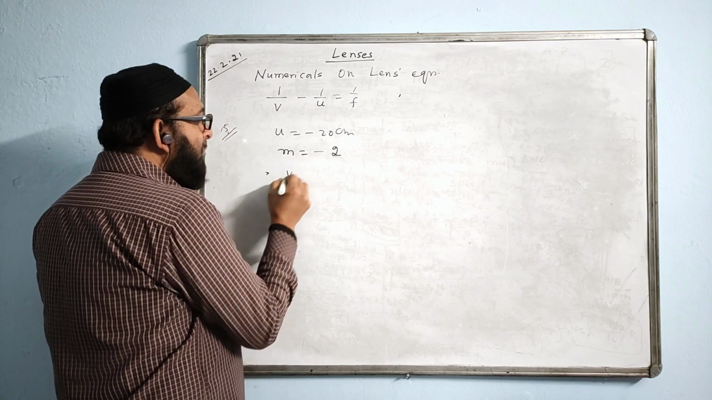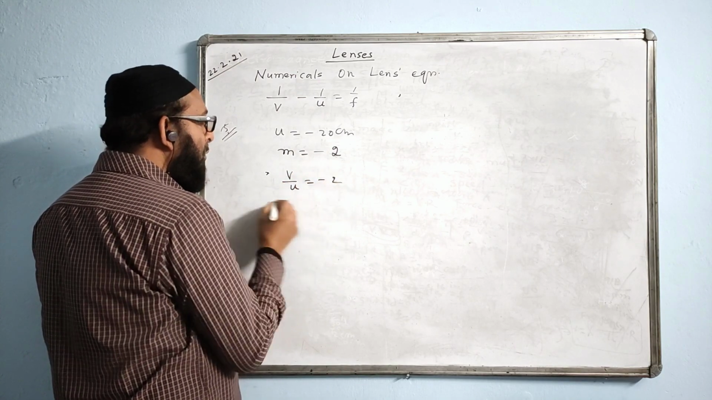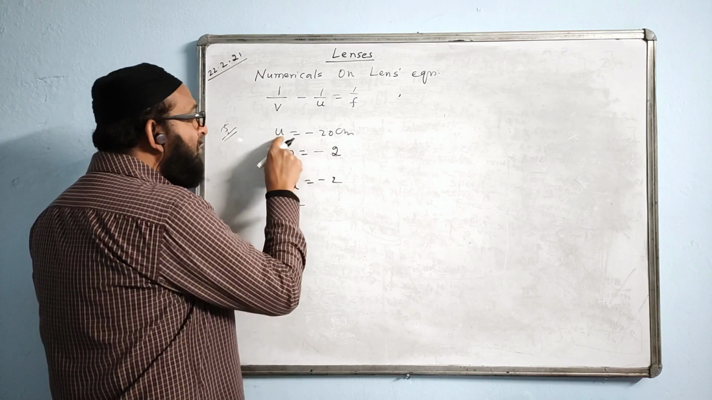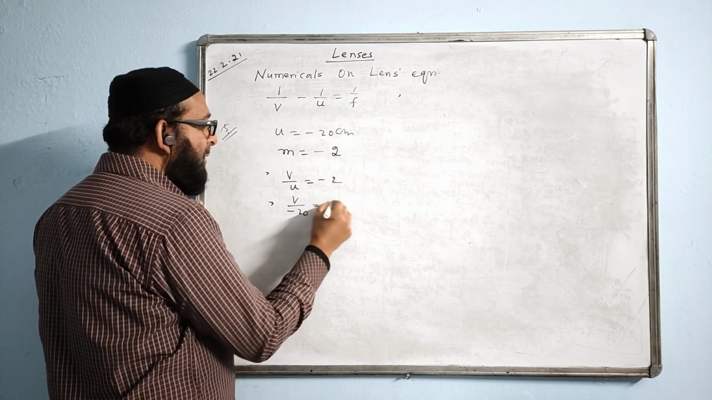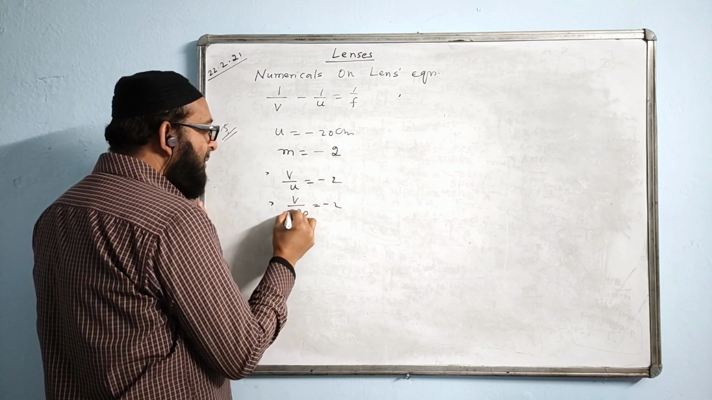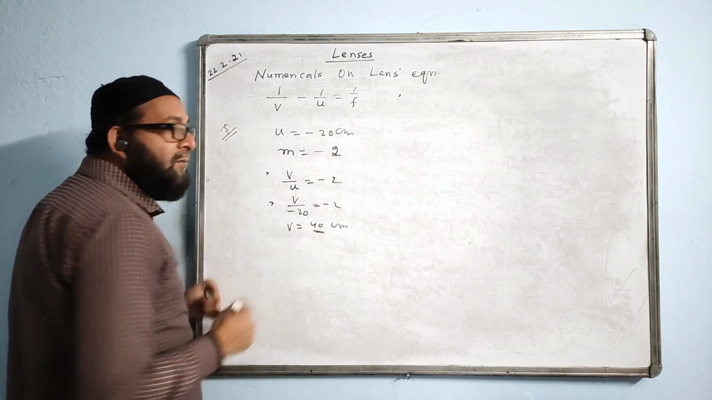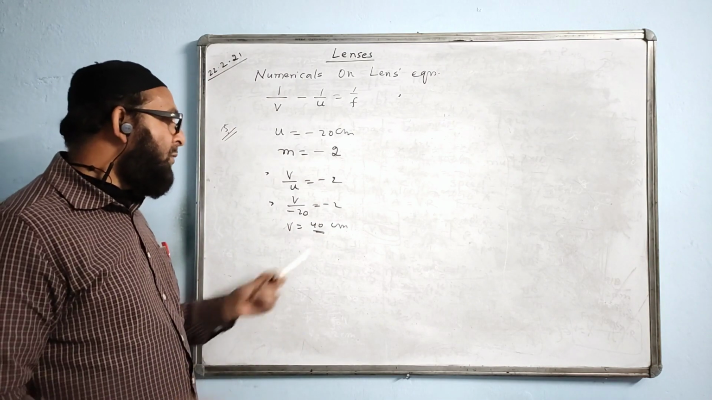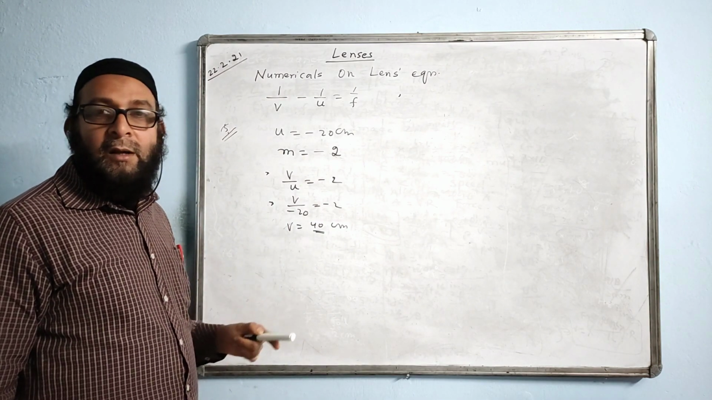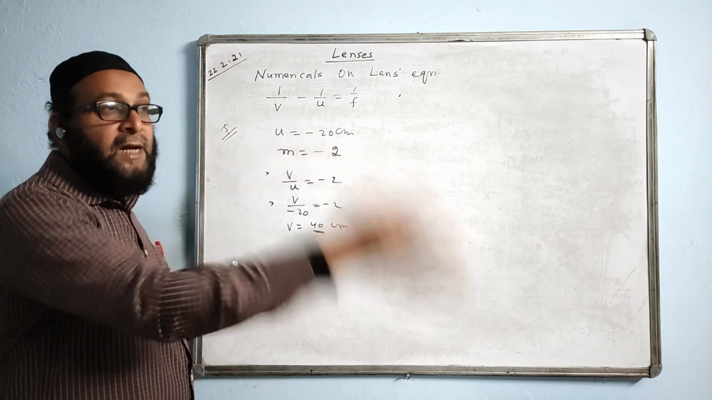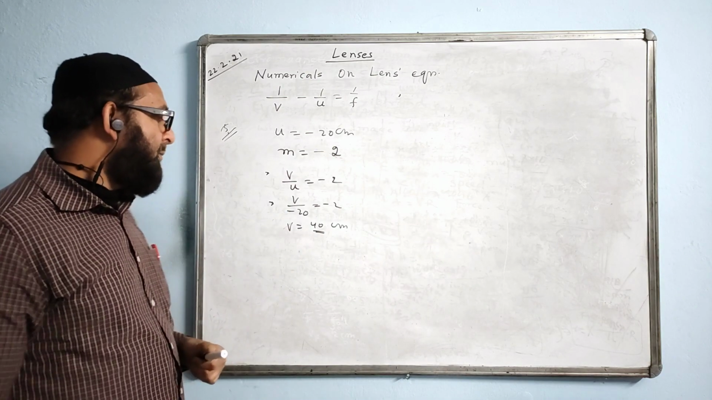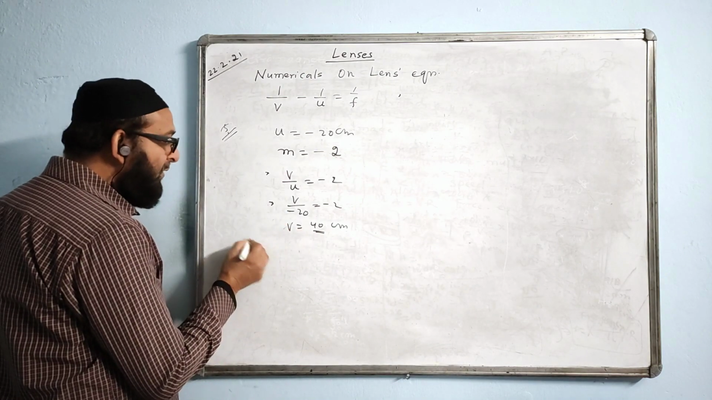M formula will write below this slide. v by u is equal to minus 2. Right? v as it is, u value is minus 20. We put that value, so equal to minus 2. Therefore value v is coming plus 40 centimeter. This is the position of the image. That is, image is formed at a distance of 40 centimeter from the lens on the other side of the object because the image is real. The first answer comes. Now you can find focal length.